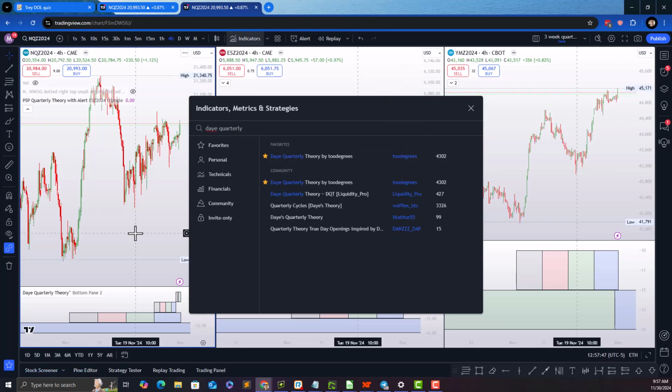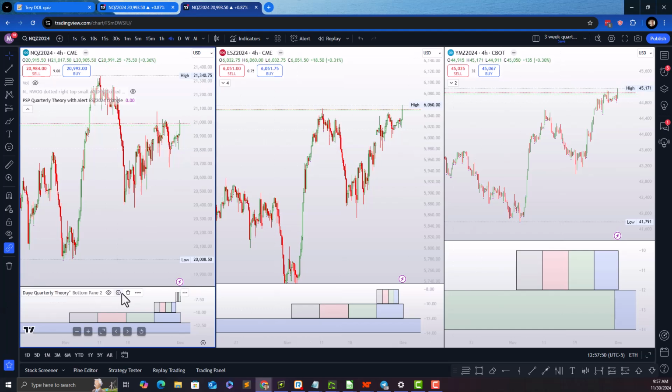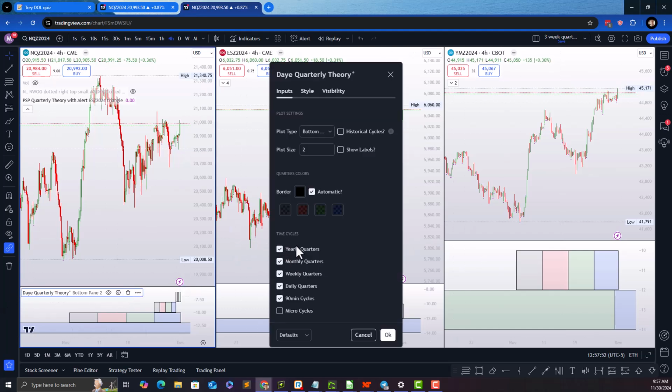There are different settings for the different quarters. The yearly quarter, which is 3 quarters of the year. Monthly quarter is weeks of the month. Weekly quarter, days of the week. Daily quarter would be a breakdown of the sessions of the day. And then the 90-minute cycles, which is a breakdown of each session of the day.